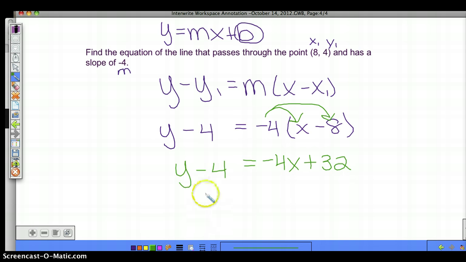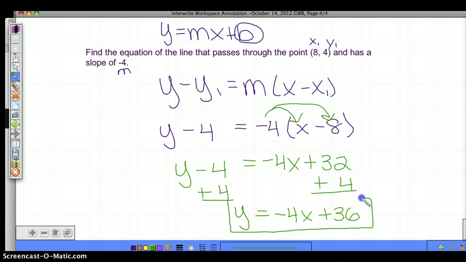Now to get y by itself, all I have to do is add the 4 over to both sides, and we get y equals negative 4x plus 36. This would be my final answer. Now this equation and this equation is the same line, it's just written in two different forms. So you must be able to leave it in point-slope form sometimes, or pay attention to where we want slope-intercept form. And that's it.